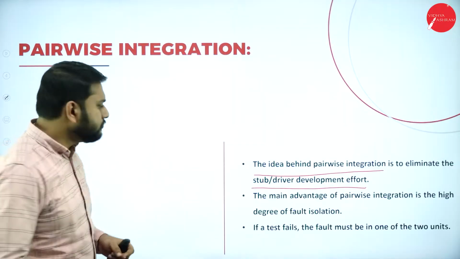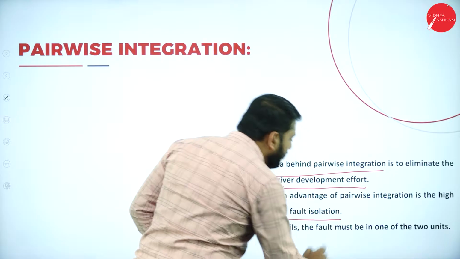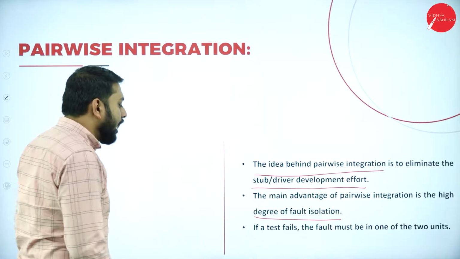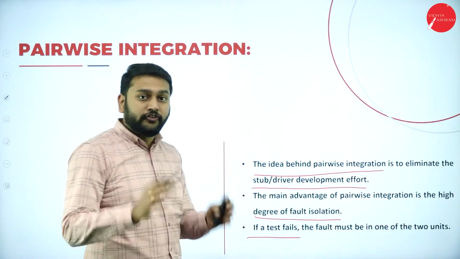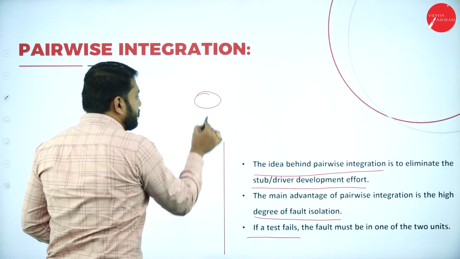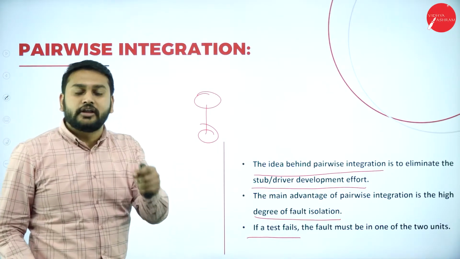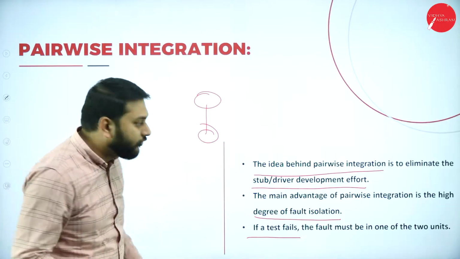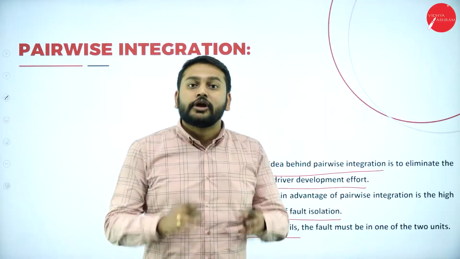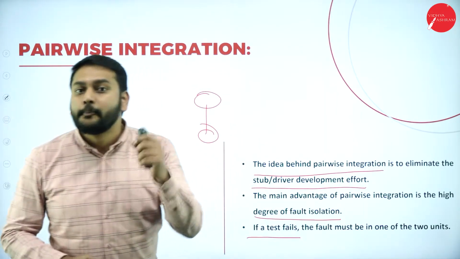Let's check how. The main advantage of pairwise integration is a high degree of fault isolation. I can isolate the faults very quickly. Please listen to me on how. If the test fails, the fault must be within one of the pairs. Say, for example, I have two nodes. This is what I will call a pair. If the test fails, the fault will be within one of the nodes. That is what you need to understand. So guys, this is an advantage that I have with respect to pairwise integration.